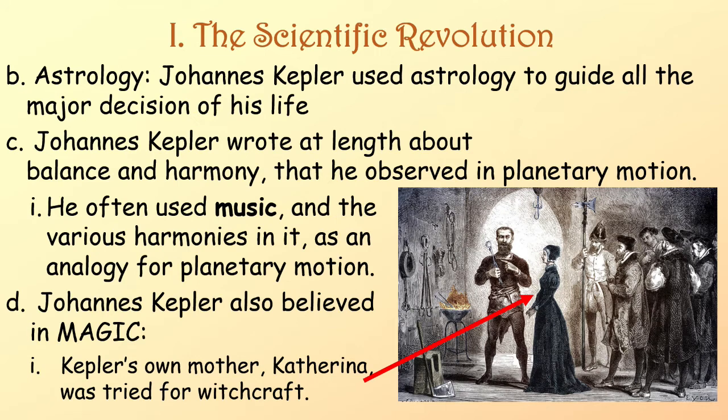Astrology. Johannes Kepler used astrology to guide all the major decisions of his life. Johannes Kepler wrote at length about balance and harmony that he observed in planetary motion. He often used music and the various harmonies in it as an analogy for planetary motion. And get this, Johannes Kepler also believed in magic. In fact, Kepler's own mother, Katharina, was tried for witchcraft.